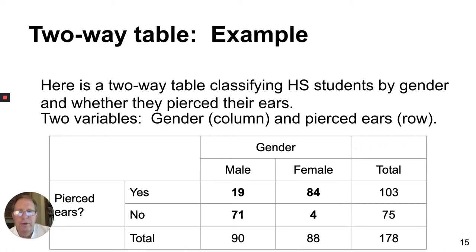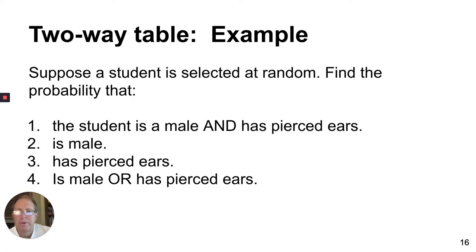From this table, we can ask lots of questions. If I chose a student at random, what is the probability that the student is male and has pierced ears? Or what is the probability that the student is male? Or the probability that the student has pierced ears? Or that the student is a male or has pierced ears? These are favorite questions in AP Stats.